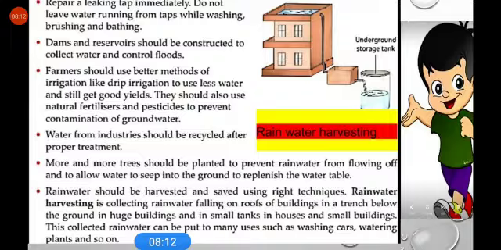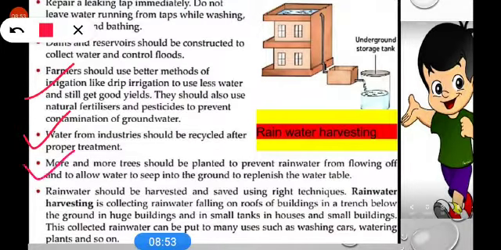Now, there are so many ways to save water. First, repair all leaking taps immediately. Do not leave water running from taps while brushing and bathing. Dams and reservoirs should be constructed to collect water and control floods. Farmers should use better methods of irrigation like drip irrigation to use less water and still get good yields. They should also use natural fertilizer and pesticides to prevent contamination of groundwater. Water from industry should be recycled after proper treatment.